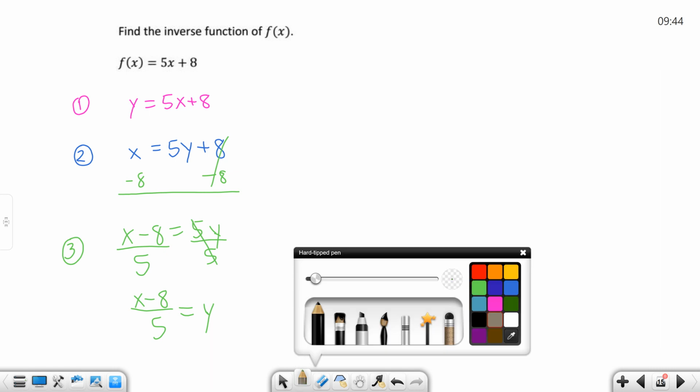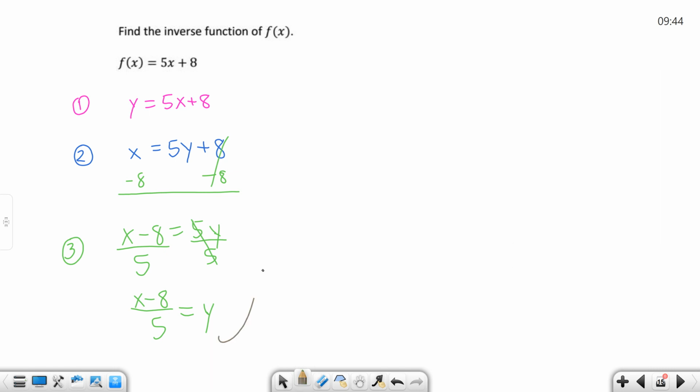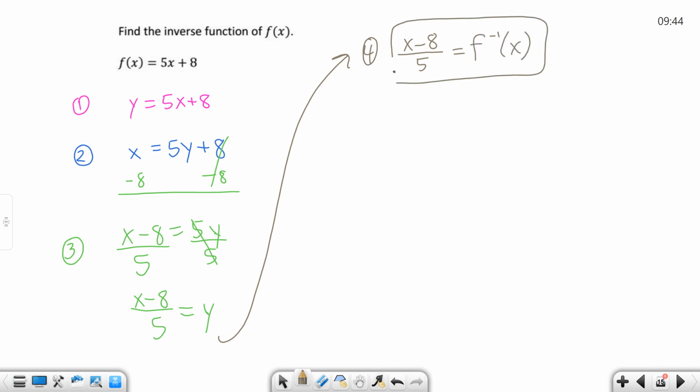And then step 4 is also one step. For step 4, I'm going to say x minus 8 over 5 equals f inverse of x, and that is perfectly fine. Or a more common way to see it is f inverse of x equals x minus 8 over 5, because we typically put the f inverse of x on the left side or in the front.